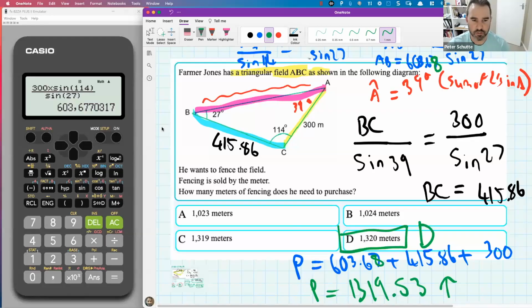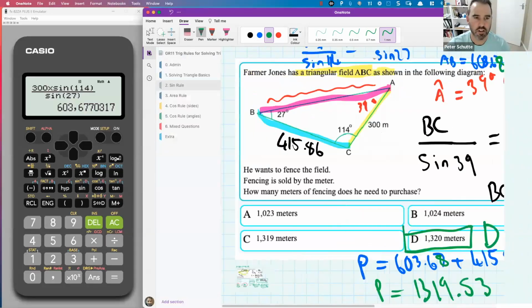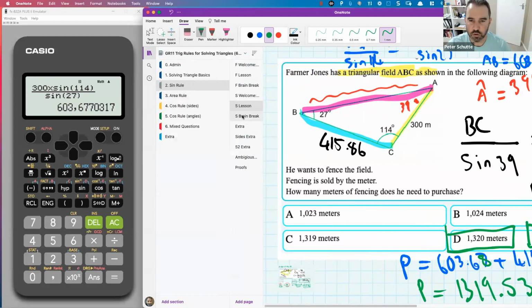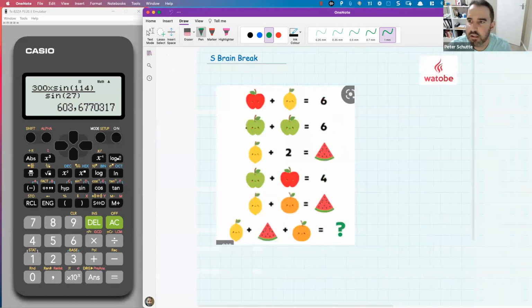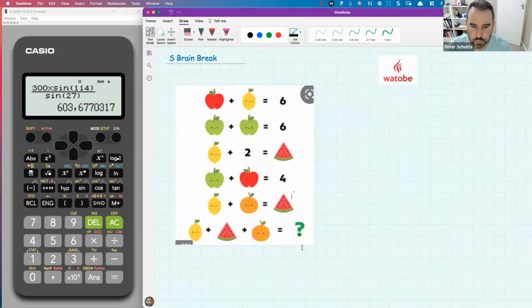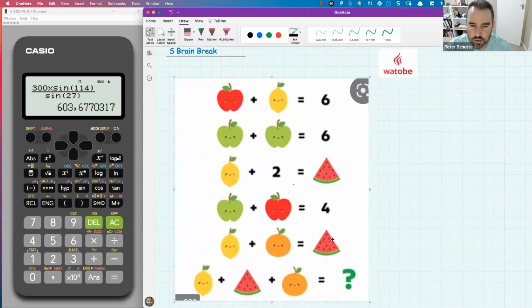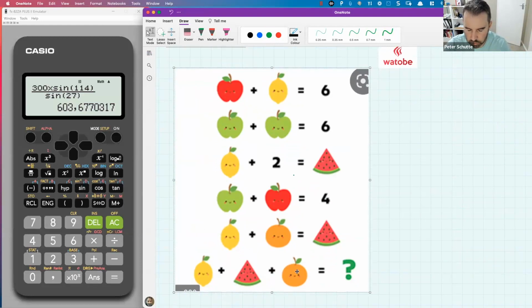And hopefully the breathing and a bit of movement, your brain is feeling a bit better in terms of you've forgotten about all the maths and your brain is being cleared for the next part of the lesson. And let's just do a little brain break before we get going for part 2. So I want to know, what is a lemon plus a watermelon plus a peach or an orange? See if you can solve that.